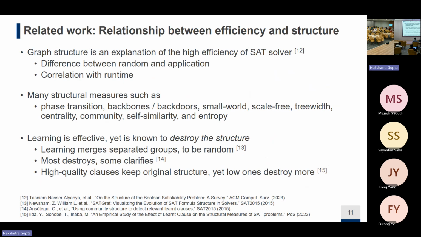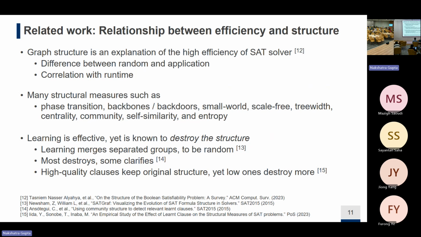The reason why we came to the idea of using structural features for the static, fixed value is that the graph structure is one of the hypothetical explanations of the SAT solver's efficiency. Many structural features and measures have been proposed, like community or self-similarity. The differences of these values between random instances and application instances are known. Also, these values are known to correlate to the runtime of the search. In addition, the relationship between learning and these structural values is also known.